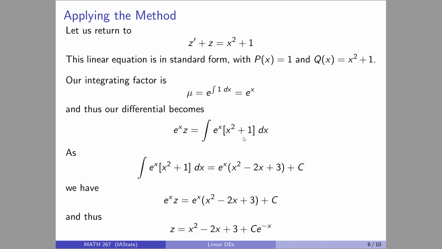So we integrate the right-hand side, and again, this would be an integration by parts, so fill in the details if you like. We know the right-hand side is equal to that. We have the left-hand side is e to the x times z, divide the e to the x out, and boom! We've got our explicit solution to the differential equation.